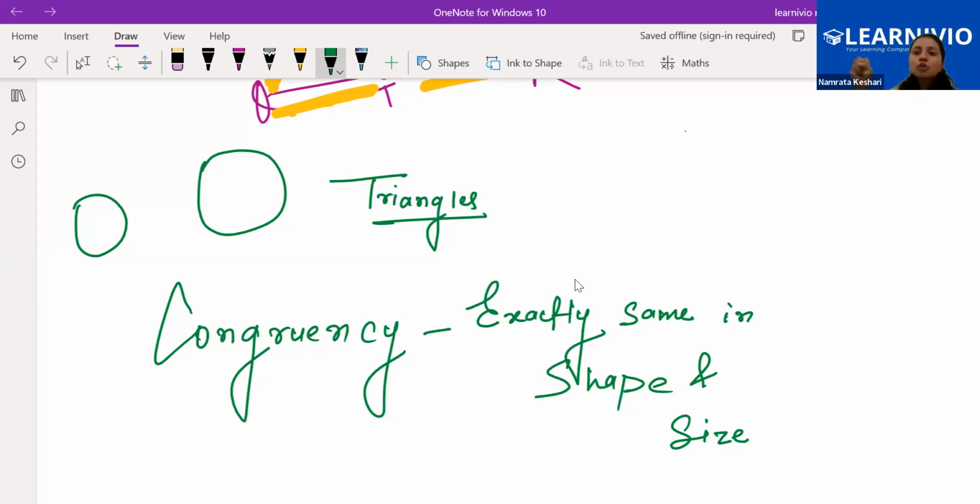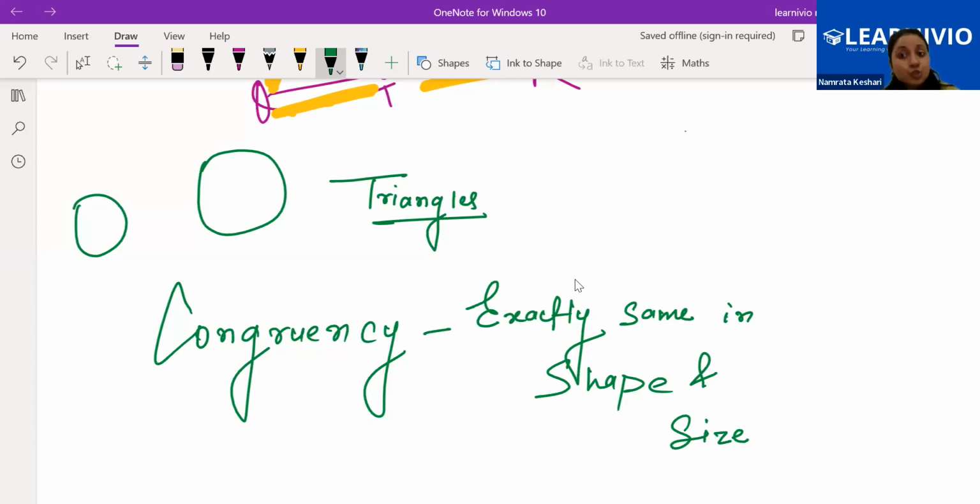If you take one shape and place it on another shape, and if both are covering each other completely, then and only then we will say that the given two figures are congruent with each other. That's the meaning of congruency.